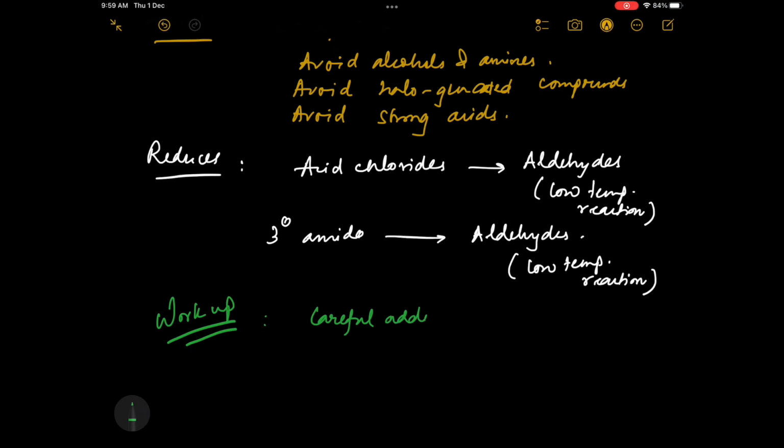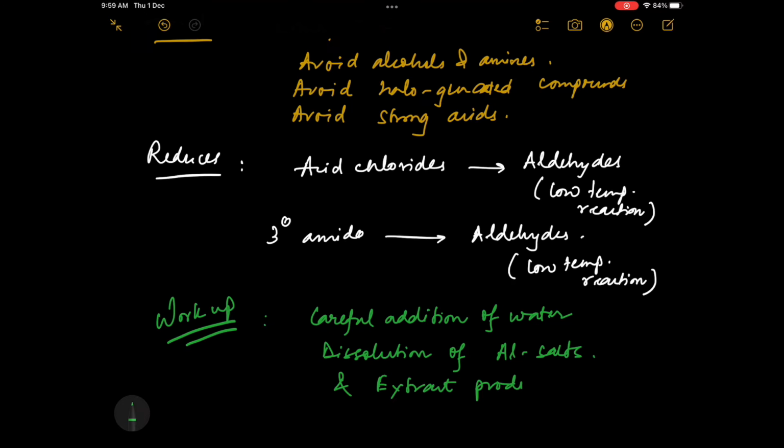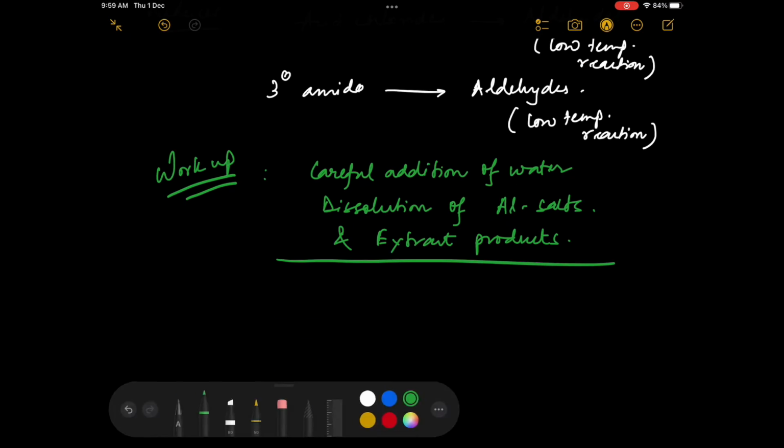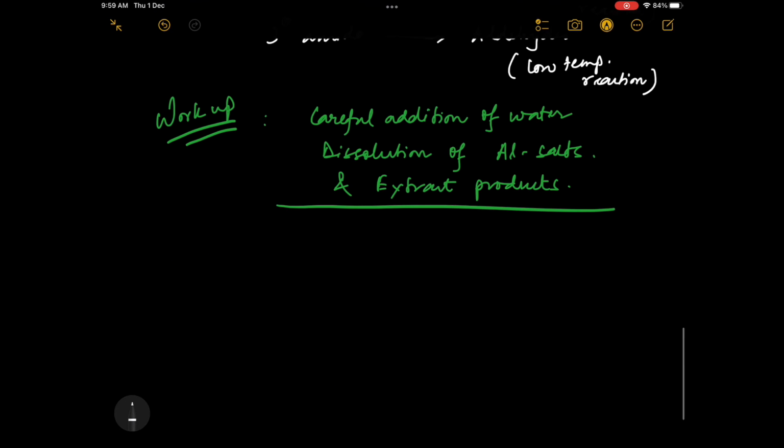Workup is completely similar to lithium aluminum hydride, where you have to add water carefully to quench the excess hydride, then dissolve the aluminum salts that are formed in the reaction, and then the products are extracted via solvent extraction.